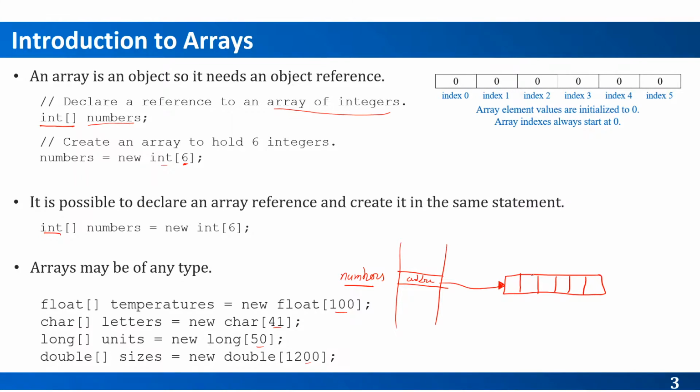Now when you think about it, since all of these places are pointed at by the reference variable numbers, there should be a way to distinguish between this element and that one. All right. And the way to distinguish between them is something called the index.